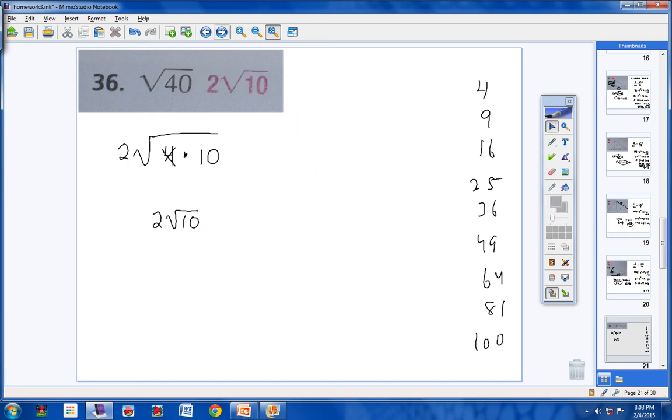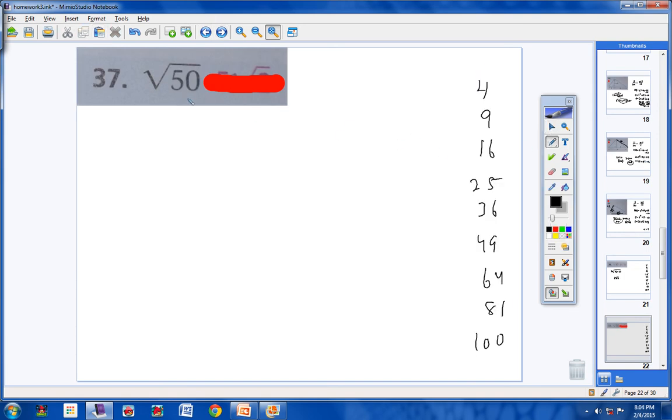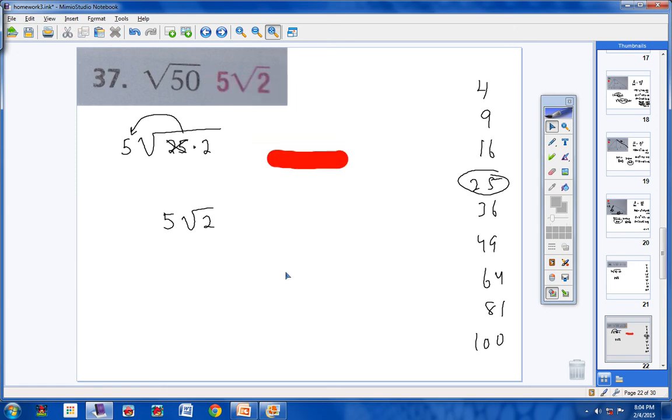Alright, let's take a look at number 37. Square root of 50. Well, I'm looking for perfect squares that go into 50. 25 does. 25 goes into 50 evenly. So instead of writing 50, I'm going to write 25 times 2, because 25 times 2 is 50. Now, which one of these numbers do I know the square root of? 25. So cross it off and put a 5 out here, because the square root of 25 is 5. So I'm left with 5 square root of 2. Now, do any of these perfect squares go into 2 evenly? Not at all. They're all too big. So there's your answer. Alright, moving on to 39.